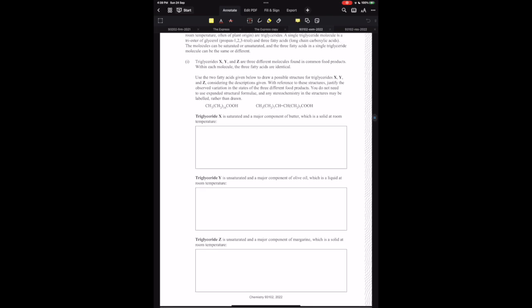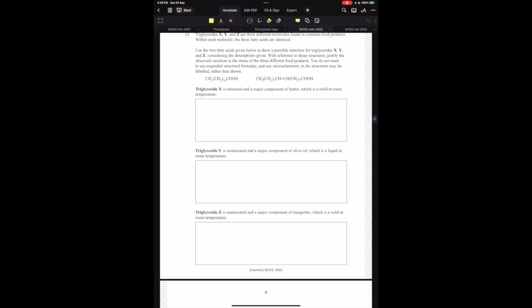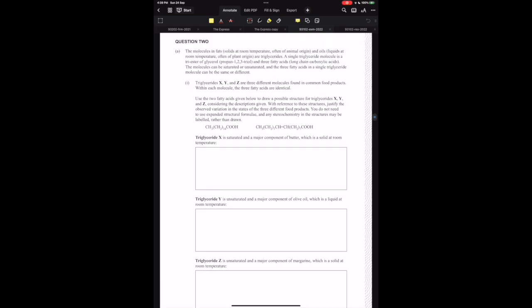So they tell us triglyceride X is saturated and a major component of butter, which is a solid at room temperature. Triglyceride Y is unsaturated and a major component of olive oil, which is a liquid at room temperature. And triglyceride Z is unsaturated and a major component of margarine, which is also a solid at room temperature. So triglyceride X is quite easy to figure out because they tell you it's saturated, and of these two, only the left one is saturated.